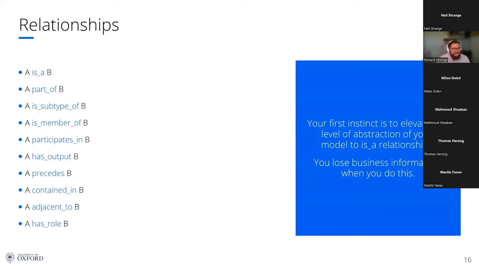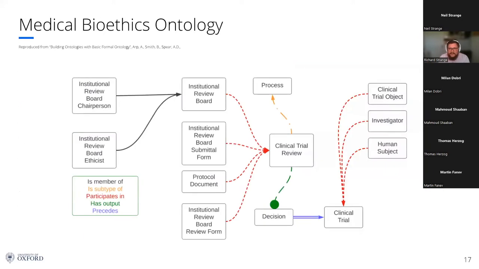So to give you an example, this is a genuine small section of an ontology looking at clinical trial reviews. Now, loads and loads of these are non-inherited. They're non-is-a. Now, if you try and boil this down simply, you can go, well, an institutional review board chairperson, an ethicist, an investigator and a human subject, they're all people. Maybe we should model them in party. I mean, not that we should, but maybe we'll put them all together as just people, as contacts.